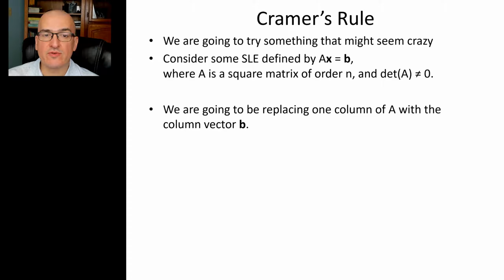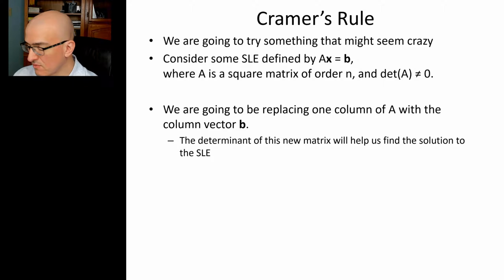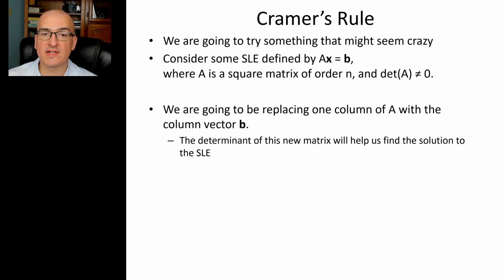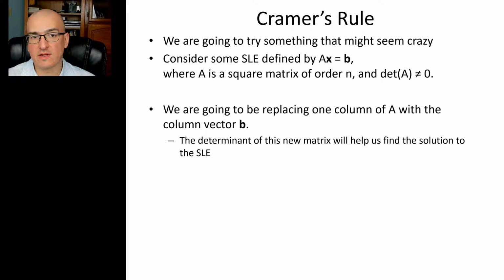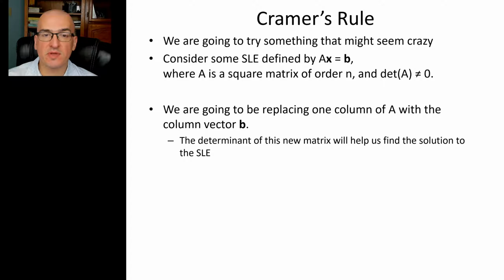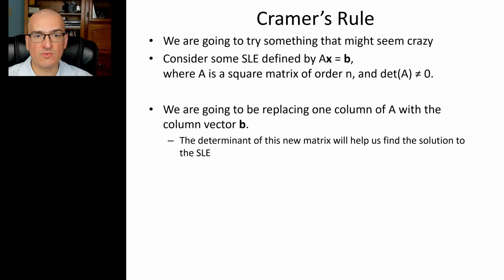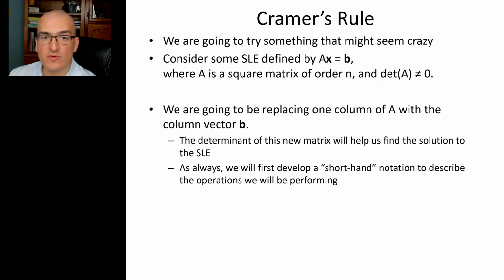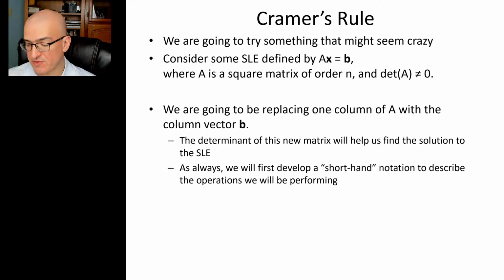Before we get to Cramer's rule, I have to talk about a new type of matrix called a replacement matrix. That replacement matrix will be a matrix that's created by taking one column in a coefficient matrix A and replacing it with the right-hand side of the system of linear equations, the column vector or column matrix B. There'll be a new notation, a new shorthand that we'll use for this matrix.